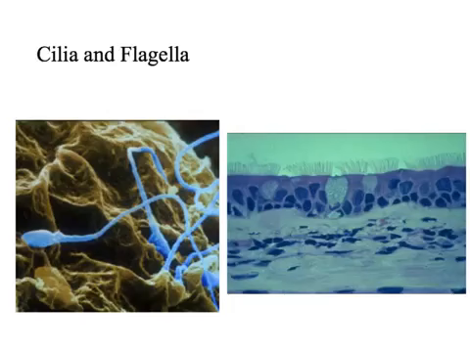You can see here the cilia, these little hairs on the outside of the cells that help to move things on the outside of the cell. And here's a flagellum on the end of a sperm cell that helps the sperm cell to move through liquid.